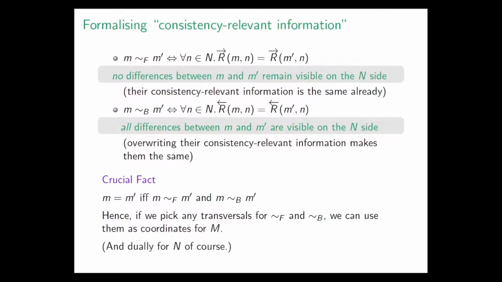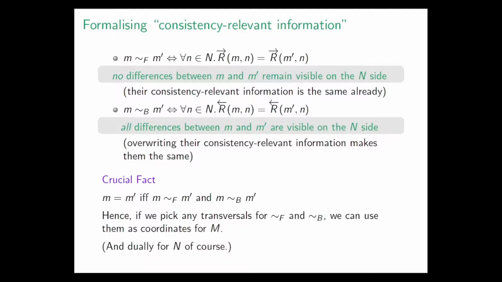Dually, we can do the same kind of trick using the backward consistency restorer, saying, suppose we take some element on the other side, and now we modify one or other of m and m prime to restore consistency with that. Okay, now, if we get the same result regardless of which of m and m prime we start with, then what we're saying is, no matter which element n we choose with which to overwrite the consistency relevant information, they come out to be the same. In other words, the only differences between m and m prime were the ones that were relevant to consistency. So all of the differences between m and m prime are differences that were already visible from the other side, if you like.